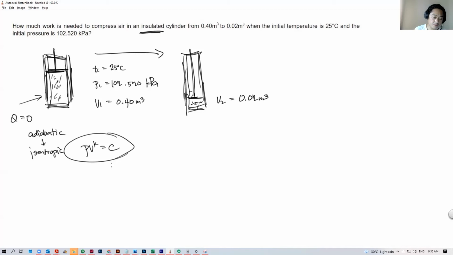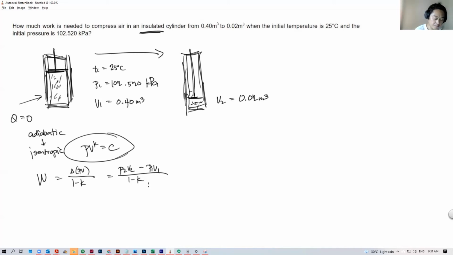This is the relationship for an isentropic process. I'm not going to derive it for you, but if you know the different thermodynamic processes, which we will cover in another video, all you need to do is identify what process the problem is talking about and use the formulas pertaining to that process. Within an isentropic process, work is the change of PV over 1 minus k. So this is P2V2 minus P1V1, all over 1 minus k. This is the formula for work in an isentropic process. I'm not going to derive it here because we've got another video for that as well.